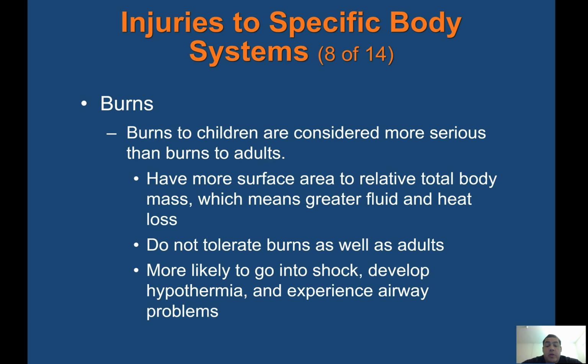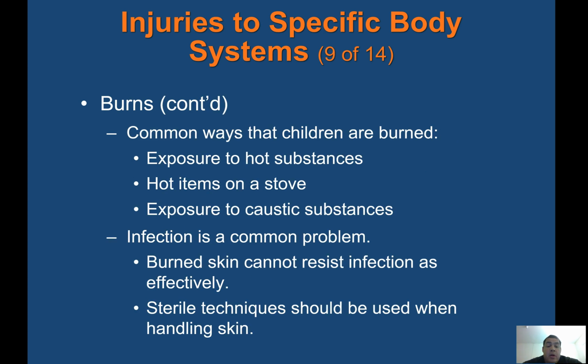Burns to children are considered more serious than burns to adults. They have more surface area relative to total body mass, which means greater fluid and heat loss. They do not tolerate burns as well as adults and are more likely to go into shock, develop hypothermia, and experience airway problems. Common ways that children are burned: exposure to hot substances, hot items on a stove, exposure to caustic substances. Infection is a common problem. Burned skin cannot resist infection as effectively. Sterile techniques should be used when handling skin.